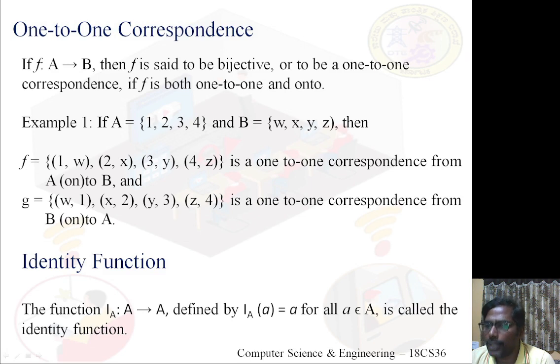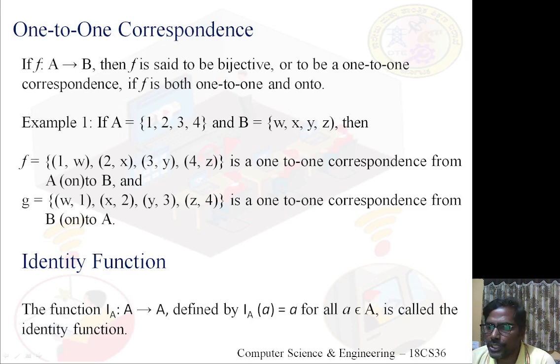So f is onto. Since f, a function from A to B, is both 1 to 1 and onto, we call it a 1 to 1 correspondence from A to B. Clear? So let us see whether g, a function from B to A, is also a 1 to 1 correspondence.